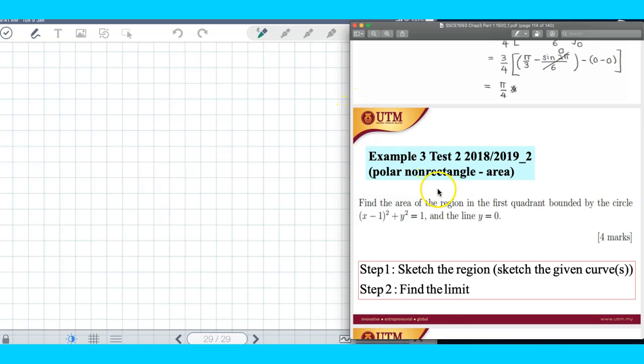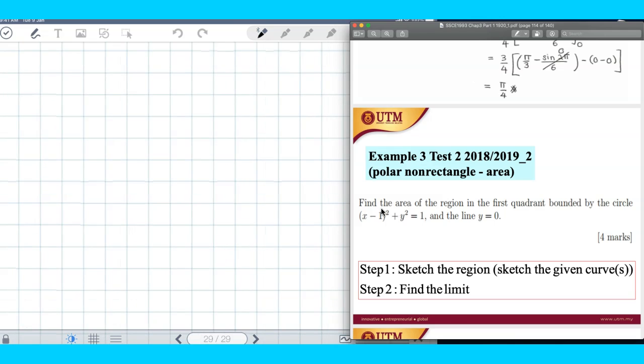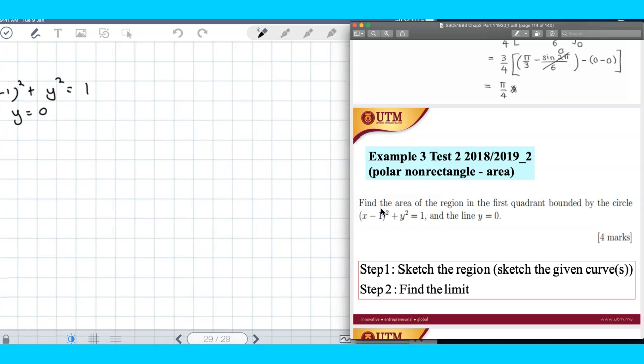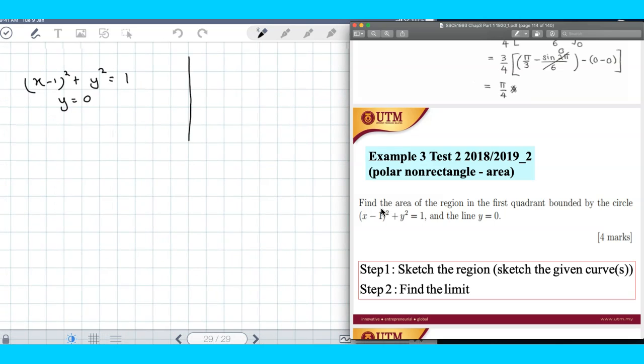Okay, so next example, we have a region lying in the first quadrant bounded by the circle and the line. The circle that we have is given by (x minus 1) squared plus y squared equal to 1. And also we have a line y equal to 0, the x-axis. So what does the graph look like?